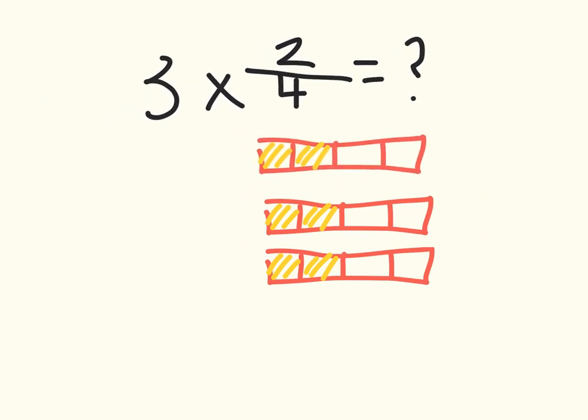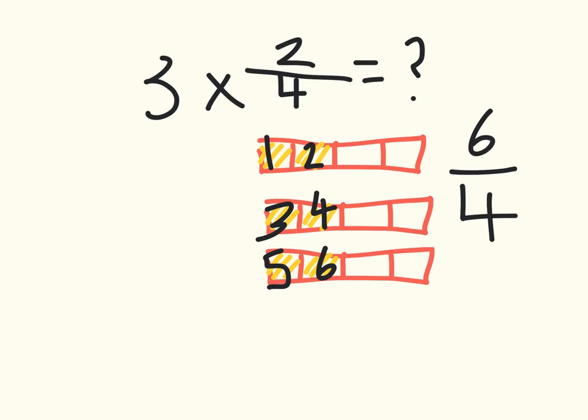But what's our answer? Well, let's count up how many quarters we have. Do this in a different colour. 1/4, 2/4, 3/4, 4/4, 5/4, 6/4. We know 3 times 2/4 is the same as 6/4. But we should know that that can be simplified.